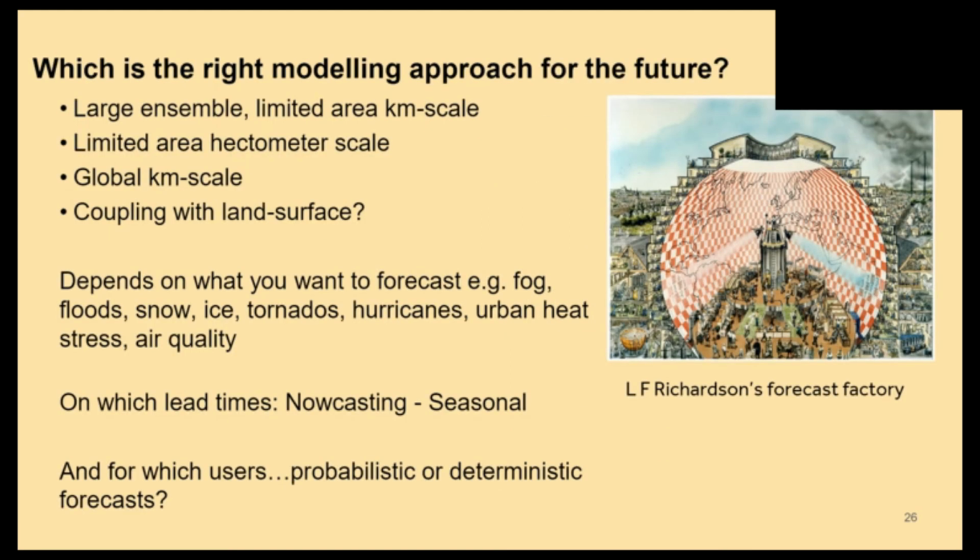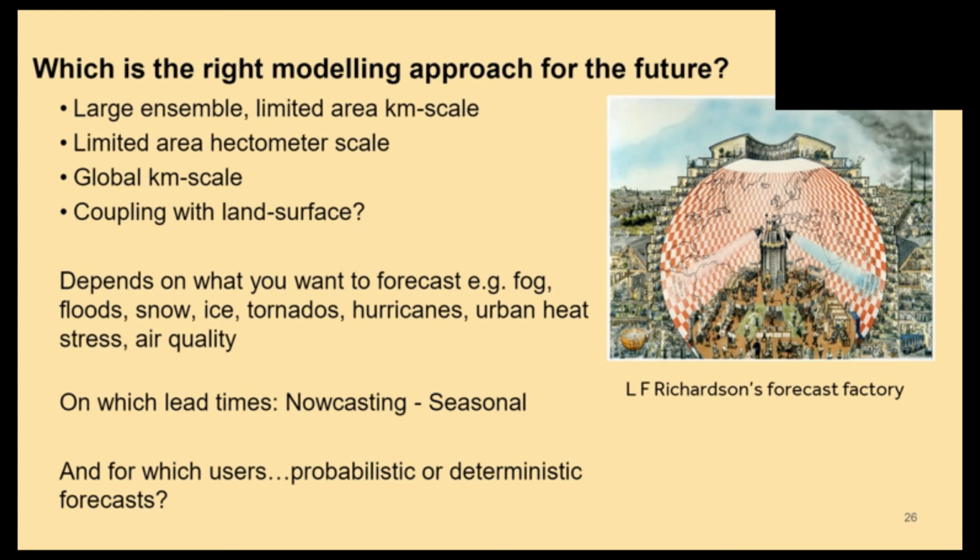Should we be thinking about keeping our models the same but increasing our ensemble sizes? Should we increase our grid length, increase our horizontal resolution to do hectometer scale modeling? Should we be trying to increase the domain size but keep the resolution the same and do global kilometer scale? Or should we be doing more coupled modeling and trying to couple with the land surface?